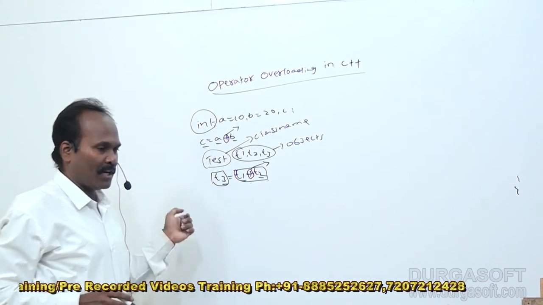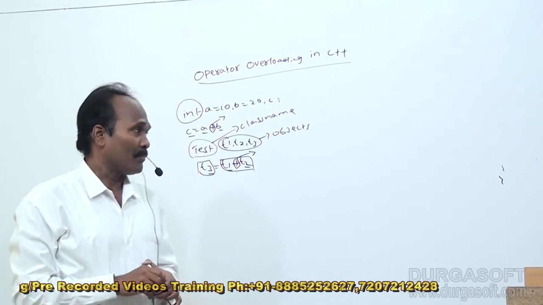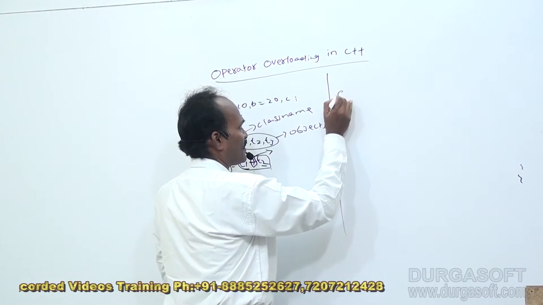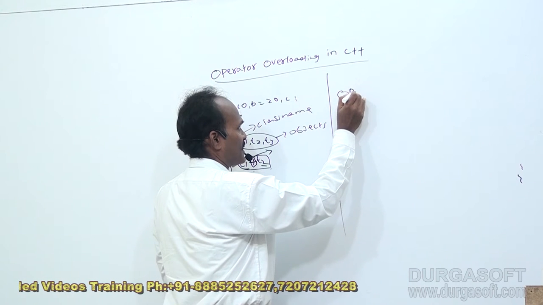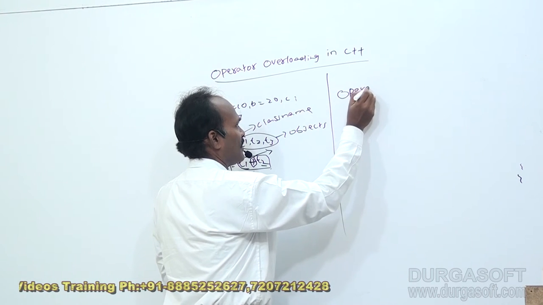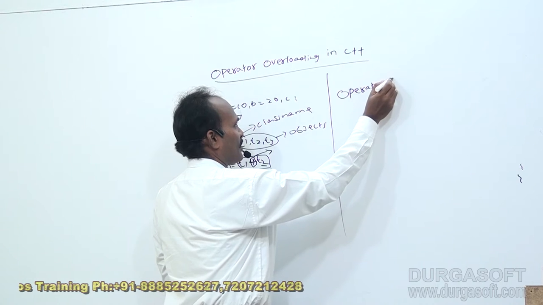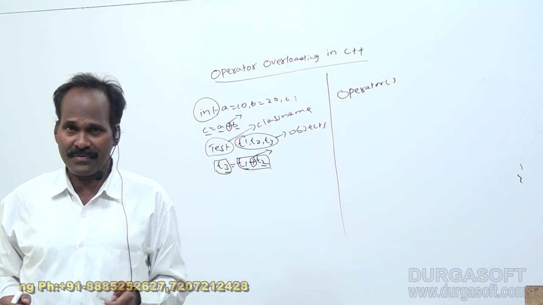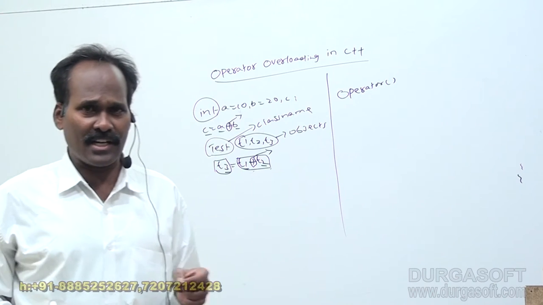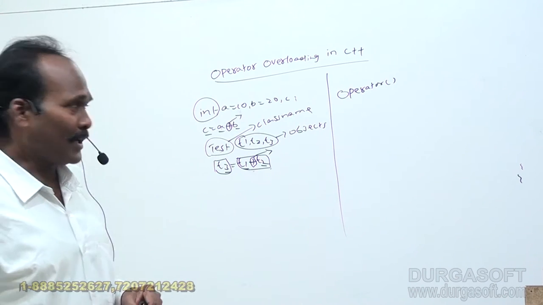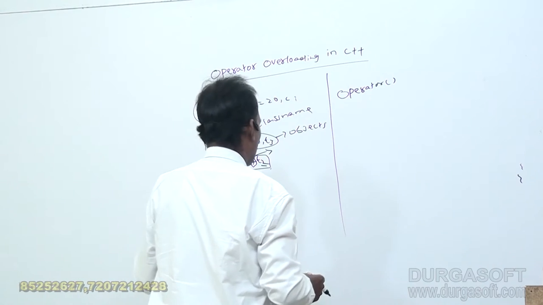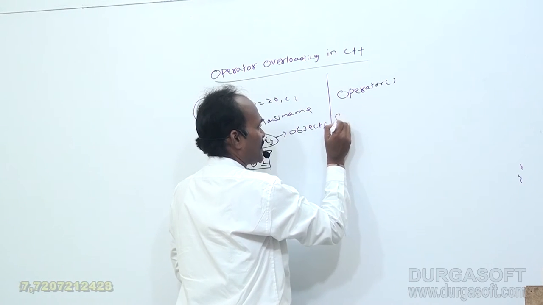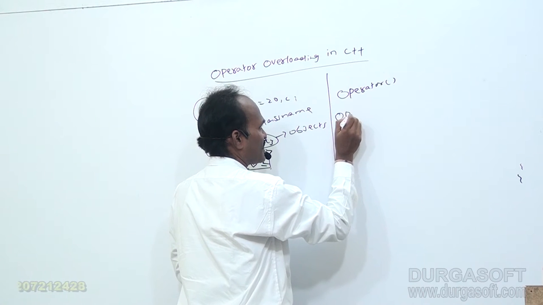So how is it possible? By using a function called the operator function. The function name itself is operator. We are going to write this function as a member function of a class, so within the class we are going to implement this method. How to write the operator function? I will explain. The syntax of the operator function is like this.